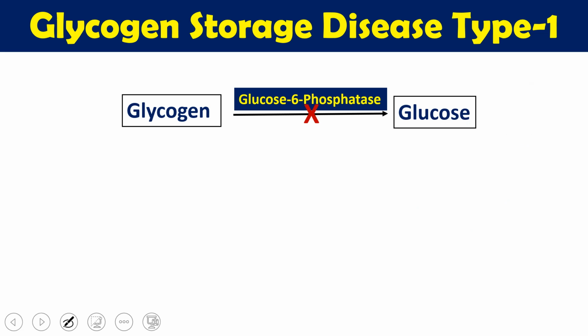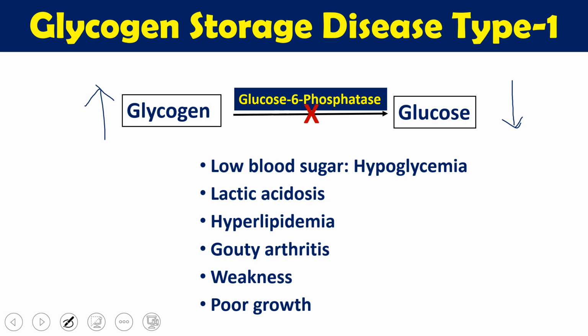Whenever this enzyme is defective, ultimately the glycogen level is going to rise in the person's body, and the glucose level is going down, because we are not able to convert glycogen to glucose. So ultimately glucose 6 phosphate rises, and this leads to different kinds of abnormalities. Some of these abnormalities are low blood sugar, that is hypoglycemia, and lactic acidosis. We will see how all these complications happen. Hyperlipidemia, gouty arthritis, weakness, and poor growth of the body will also be there.